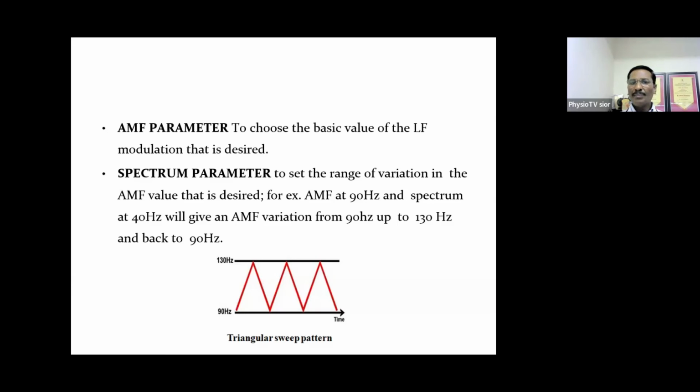Now, generally in the previous example, it was 50 hertz. And the spectrum parameter, so let us suppose the spectrum parameter is 90 degrees. We will take the same example of 90 to 130 degrees, so the variation in the AMF value is desired. Let us suppose the base is 90. The frequency starts from 90, the amplitude modulated frequency, and it reaches 130 and again comes back to 90 hertz. So this is called the spectrum parameter.